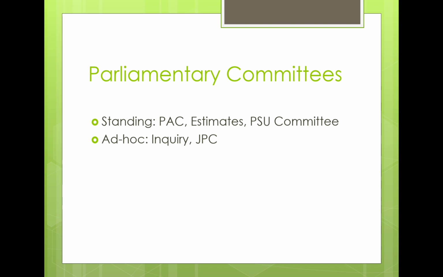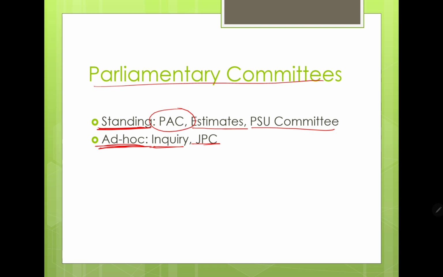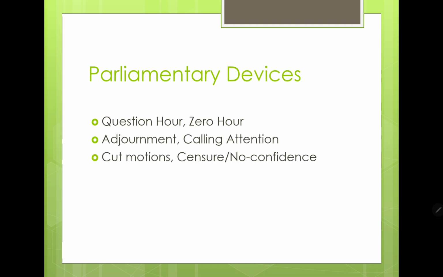Next, there are various parliamentary committees for decisions. Some are standing committees, which are present all the time, and some are ad hoc. Ad hoc means something which keeps changing. The standing committees are the PAC, the estimates committee, the PSC, and the PSU committee. The ad hoc ones are the inquiry committee and the JPC, the Joint Parliamentary Committee. We will see these in the next videos.